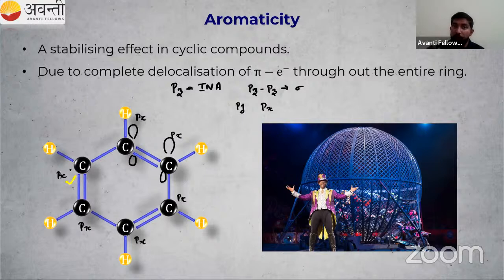Pz we cannot use. Why? It is an internuclear axis. So pz, pz overlapping leads to sigma bond. Here we need one pi bond, right? So this pi bond can be formed by px, px overlap. Then all the carbon atoms, their px will be overlapped to form pi bond.